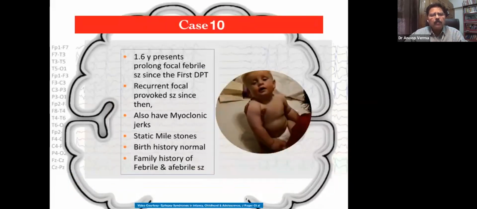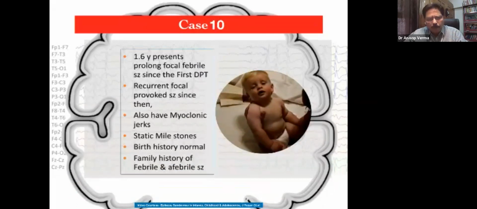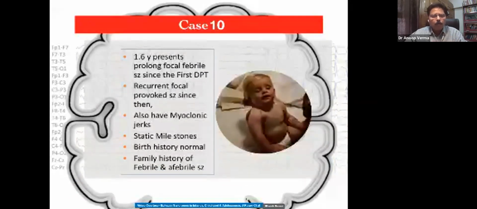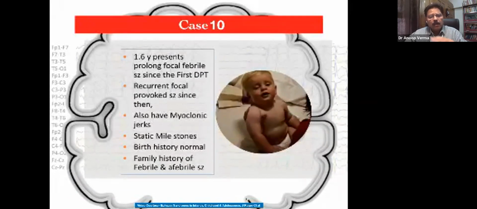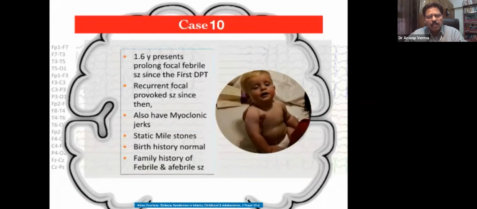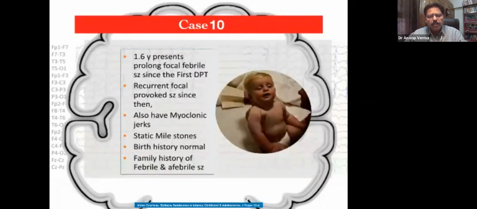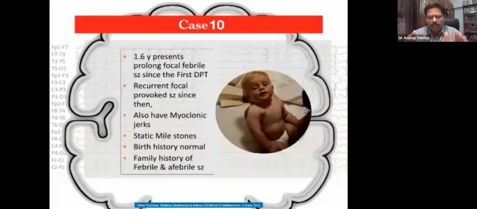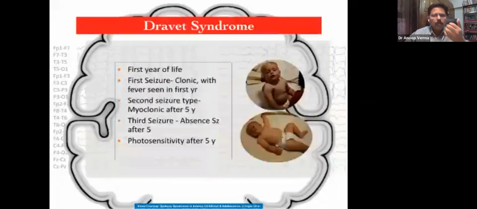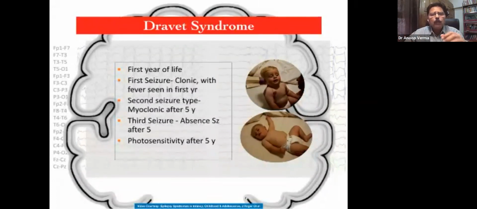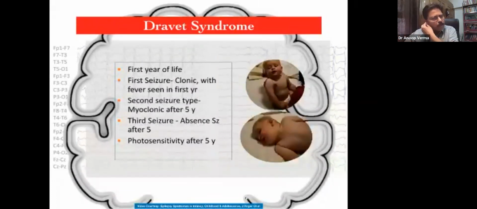Another patient who is having a focal febrile seizure, had a first DPT vaccine, recurrent focal provoked seizure. Since then, he had myoclonic jerks and static milestones, and birth history was normal. Family history of febrile and afebrile seizure was present. This is a classical presentation of severe myoclonic epilepsy, or you can say Dravet syndrome, usually seen in the first year of life.